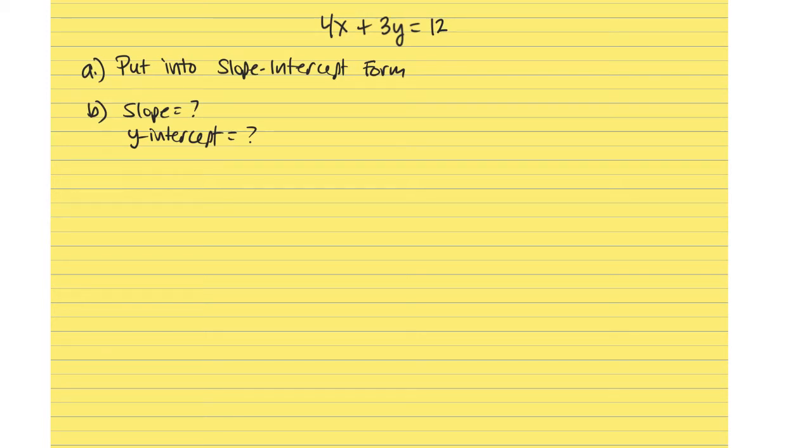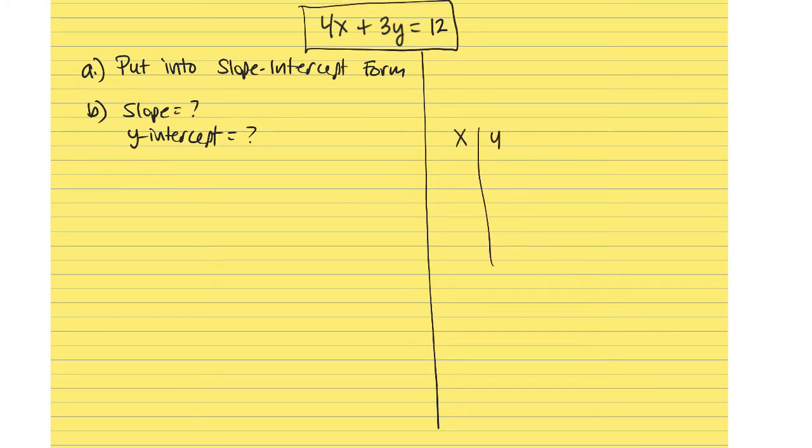All right, so with this problem, we're supposed to put it into slope-intercept form and then identify the slope and the y-intercept. So just to give you some understanding of what all this means, if I had this equation, I could always graph it by making an x, y chart for myself, and I could just do an easy one, like put in the value of 0 for x.